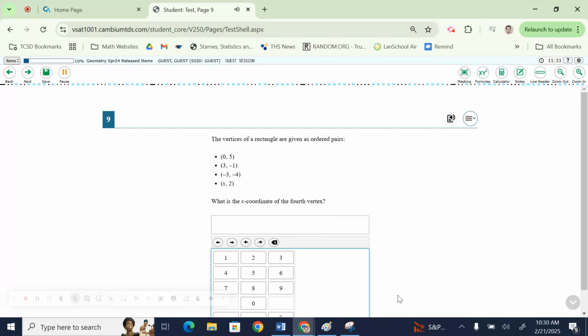Geometry OST Spring 2024 release test items number 9. It says the vertices of a rectangle are given as ordered pairs, and there they are. What is the x-coordinate of the fourth vertex? So we're trying to find the location of the fourth point.